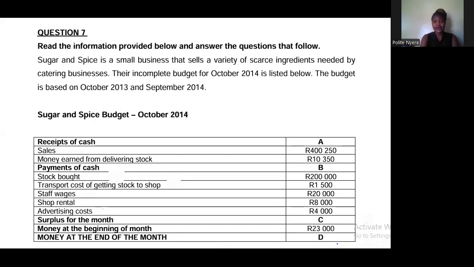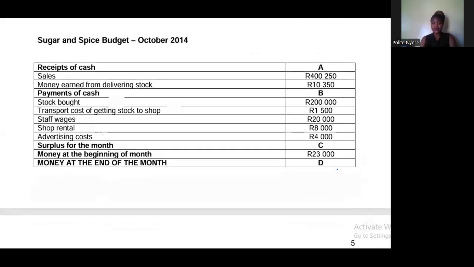Okay, so we are starting from question 7, that's where we left it out. Read the information provided below and answer the questions that follow. Sugar and Spice is a small business that sells a variety of scarce ingredients needed by catering businesses. The incomplete budget for October 2014 is listed below. The budget is based on October 2013 and September 2014. So we're supposed to complete the budget.